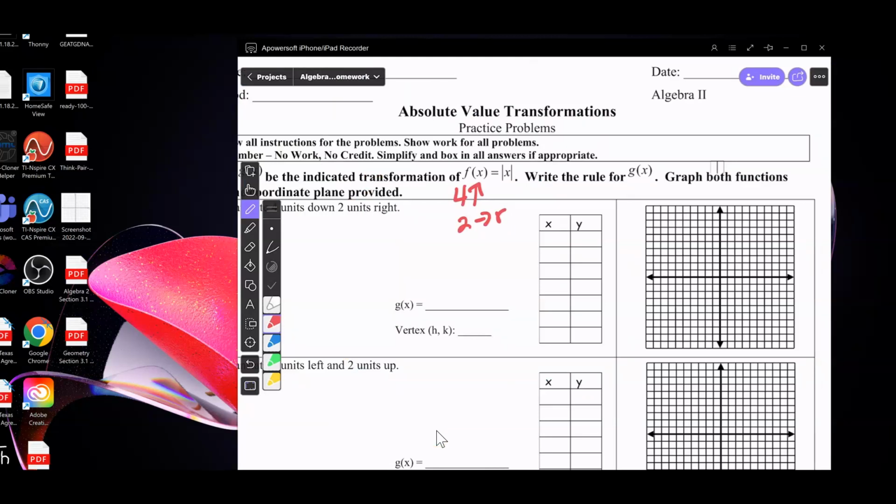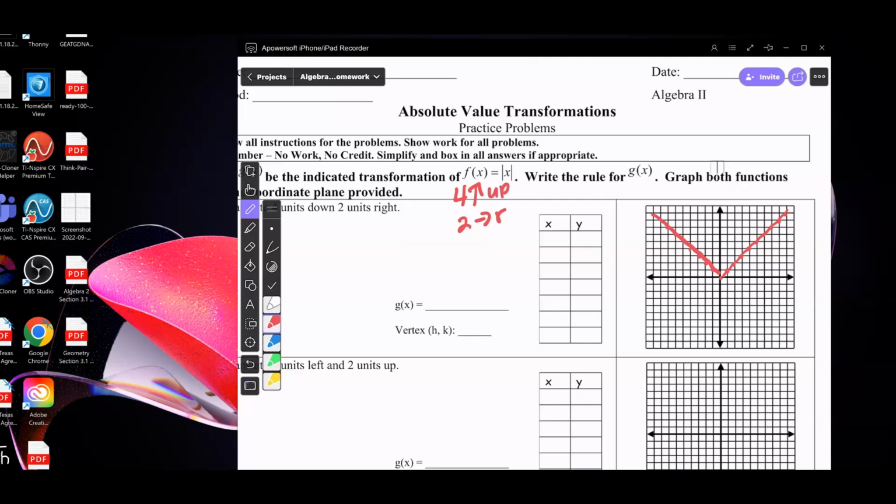Now, what I'm going to do is I'm going to give you the parent function, and then I'm going to ask you to write the equation. So what I'm going to do is I'm going to graph the parent function. Remember, the parent function is just the absolute value of x, and that's what I'm plotting the points here. They're not very hard to plot. So I'm going to connect the points. Now, it does say that we want to go 4 units up and 2 units to the right. So we want to go 4 units up and then 2 units to the right.